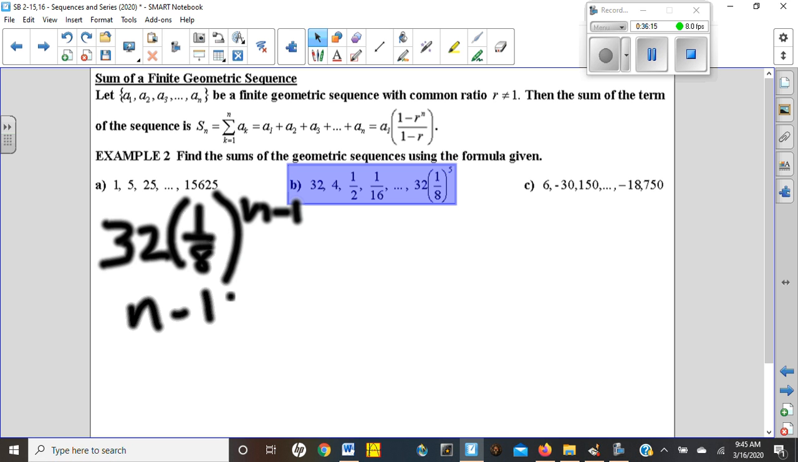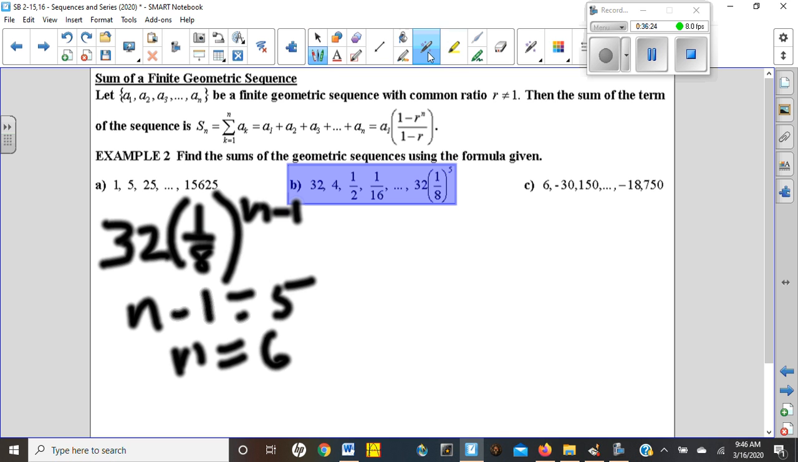If n minus 1 has to be equal to 5 for that last term, that means we're actually going 6 terms out to get this relationship. So with that being said, we can set up our summation statement and our sum formula. So here we go. We've got starting from 1 and going to 6, 32 times 1/8 raised to the n minus 1.